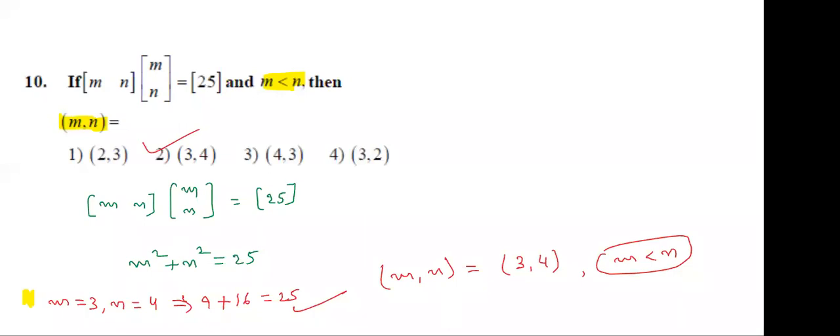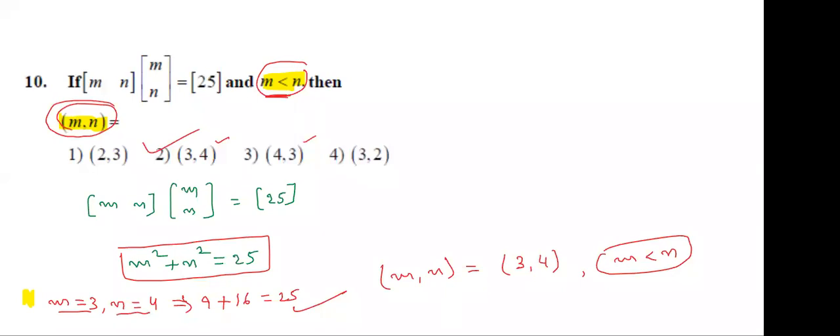So here, m less than n is given. After multiplication of two matrices, we are getting m square plus n square is equal to 25. This condition is satisfied only by the second and third options. But they are asking m comma n and m is less than n. M is 3, n is 4. This satisfies m less than n. So the correct answer is 3 comma 4, second option.